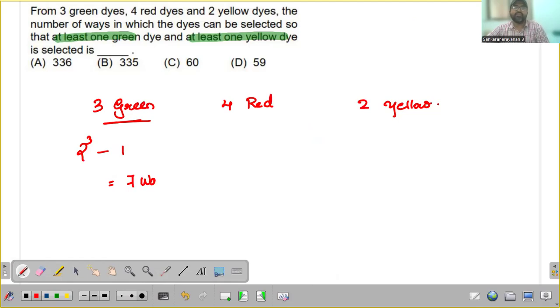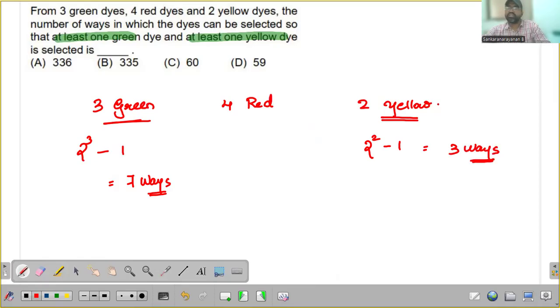7 ways. Okay. In the same way, for the 2 yellow dice, 1 yellow die, 2 ways. So 2 yellow dice, 2 into 2, 4 ways. And in this 4, there is one way in which none of the yellow dice are selected. That is not possible, excluded. So you can see that this will be 2 raised to 2 minus 1, that is 4 minus 1, 3 ways.